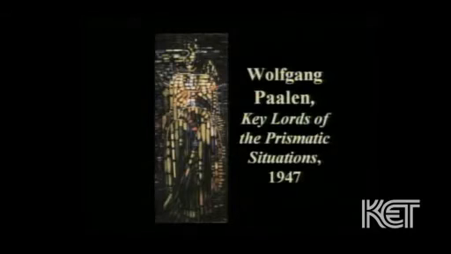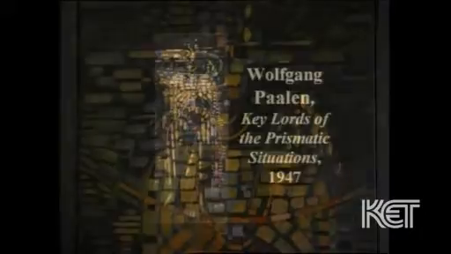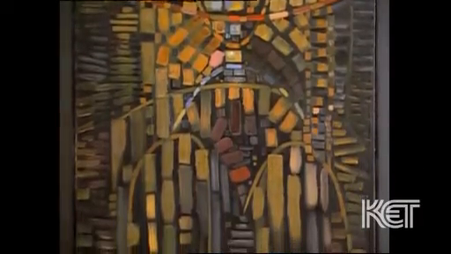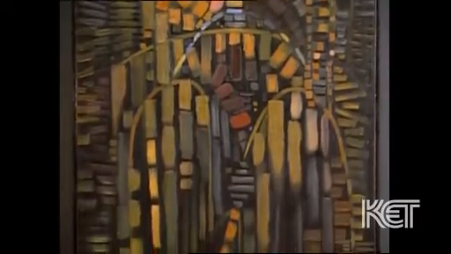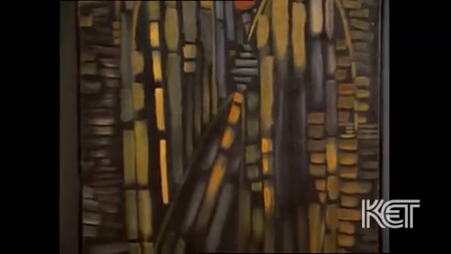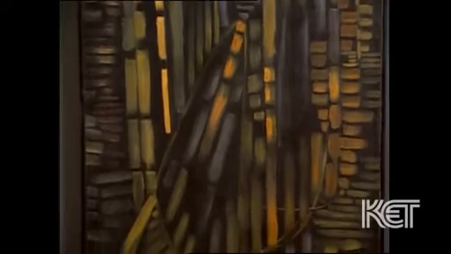In Key Lords of the Prismatic Situations, Wolfgang Paulin creates broken lines with paint, just enough to suggest a human figure. In this painting, you also see implied lines, negative or empty spaces between blocks of color. These work like lines to enclose the shapes. So artists use real line and line that's suggested.